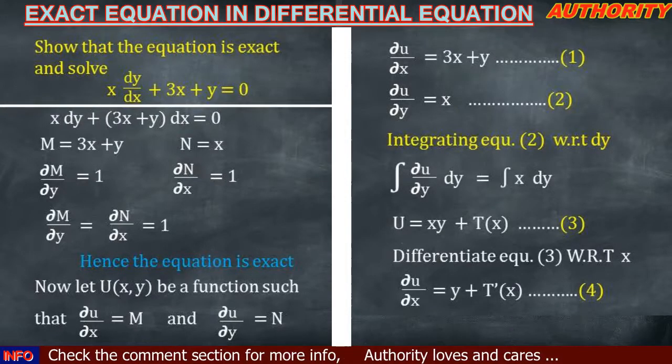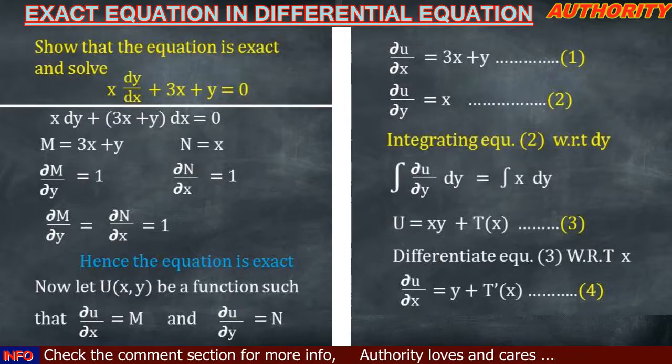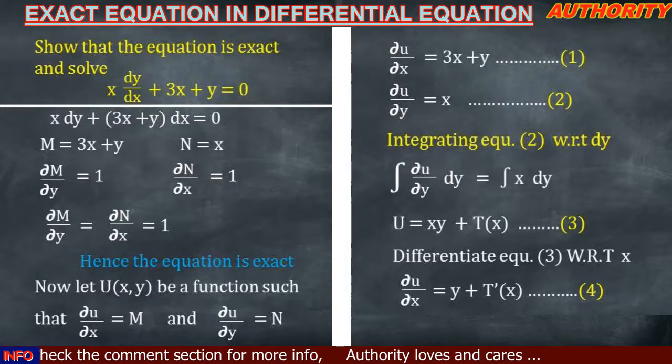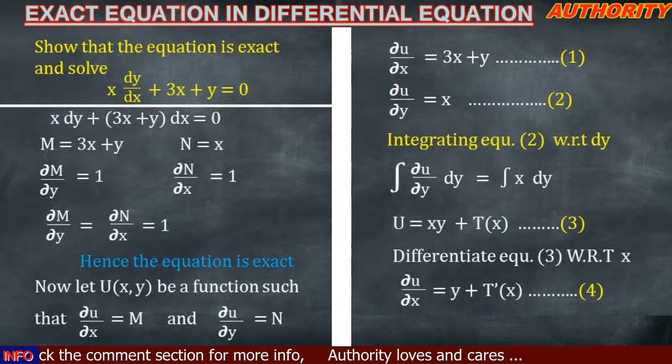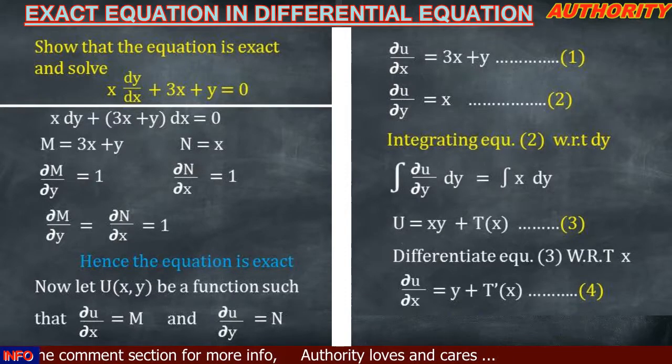So we're going to say the partial derivative of u with respect to x equals, we differentiate xy with respect to x, it's going to give us y. And when we differentiate t of x, it's going to give us t prime of x. So the partial derivative of this function u with respect to x is equal to y plus t prime of x. This t prime of x is telling us that it is differentiated.